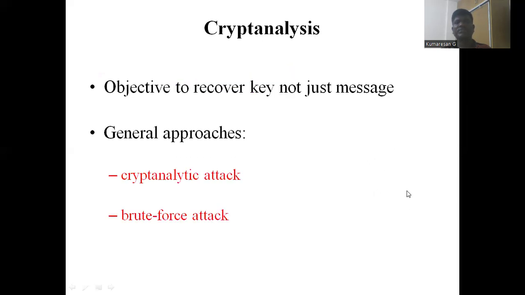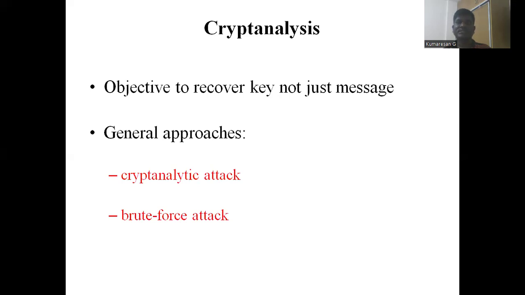So next we will see cryptanalysis. What is cryptanalysis? The objective is to recover the key, not just the message. Okay, because only the key provides security. So we will do some analysis, like cryptanalytic attack and brute force attack. Now let's see what a brute force attack is. An attacker tries all the possibilities until he or she gets the original key. This is one technique hackers use to find out keys.